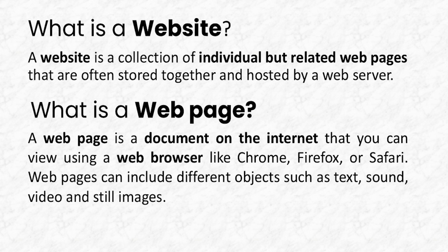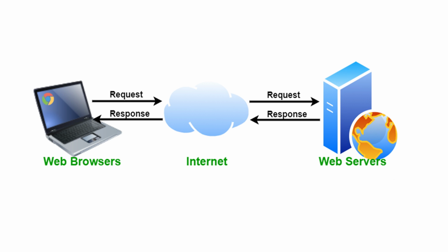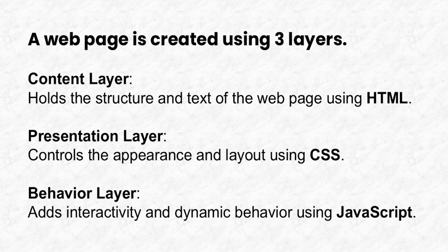So if you open a browser, the page that you see, or whatever you see on your screen, is a web page. Now, a combination of these web pages make up a website, and these are files that are hosted by a server. A web page is created using 3 layers.